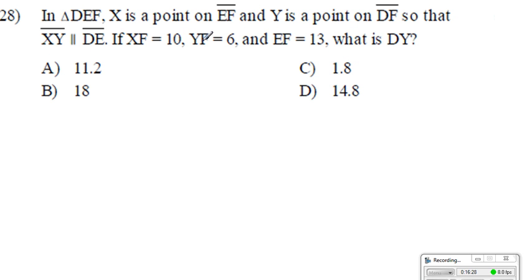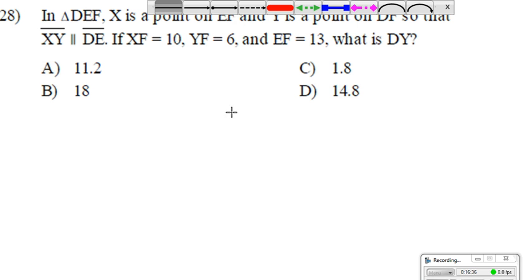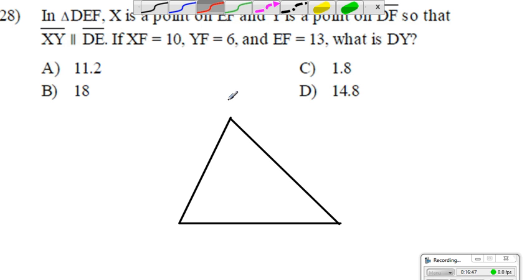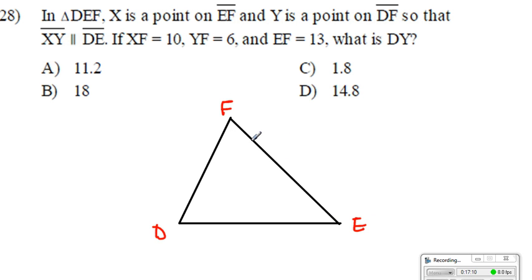All right, number 28. X is a point on EF. Now, in this case, we have to draw a triangle. So here we have X, Y, B, E. X is the point on EF. So here it is, X, and then this is Y. And that line is parallel to this line.